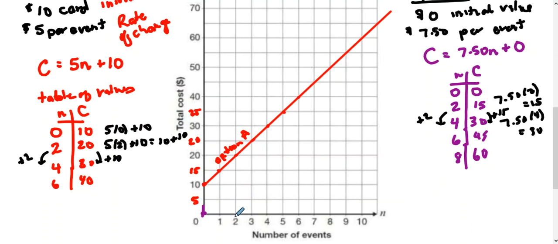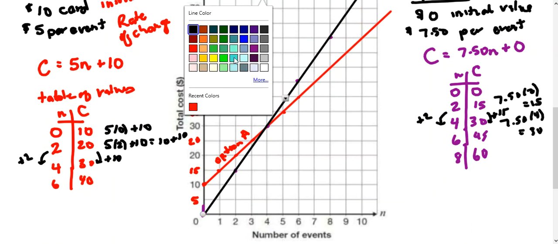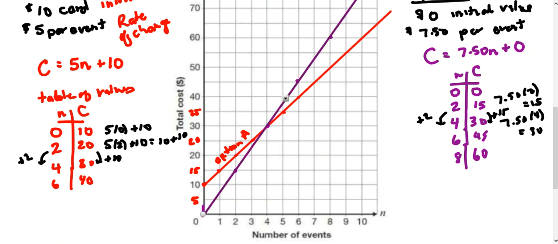All right, so I'm going to take a second and put that in there. 0 is 0, 2 is 15, 4 is 30, 6 is 45, and 8 is 60. All right, and now I'm going to draw my line again. All right, and I'm going to make that purple just so that you guys can see the relationship. So this one is option B.